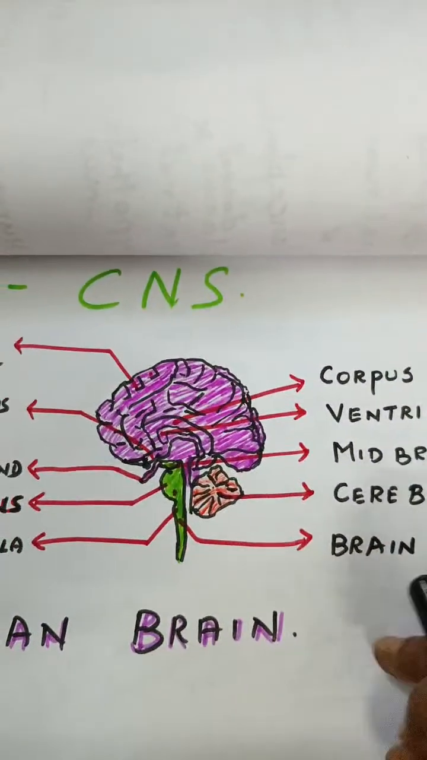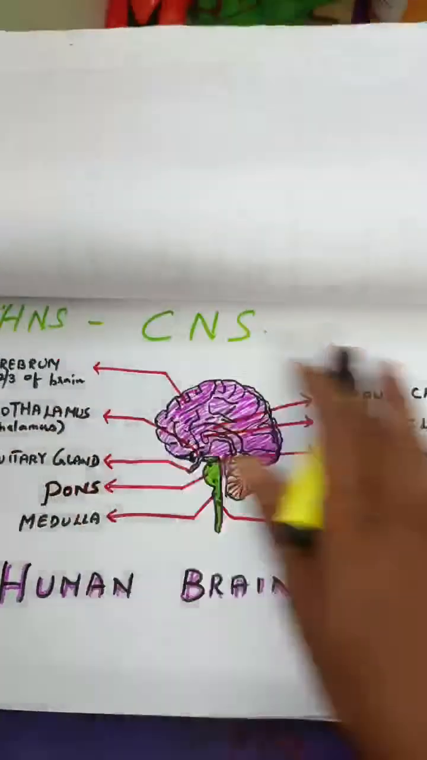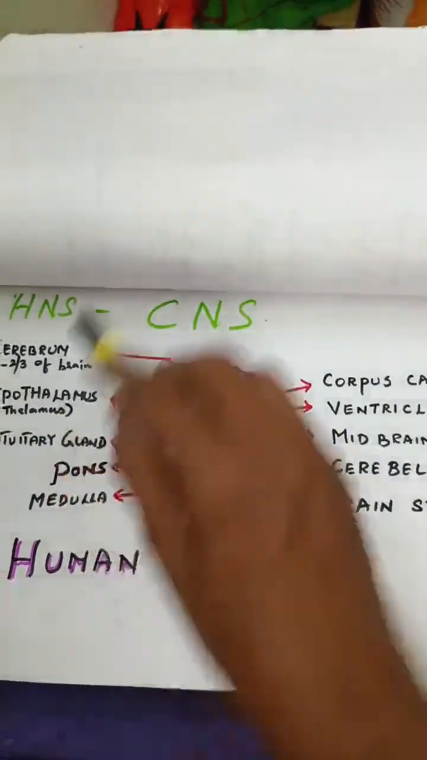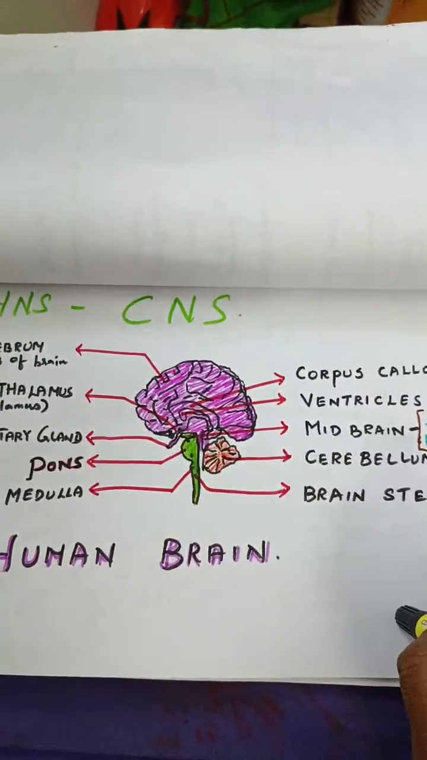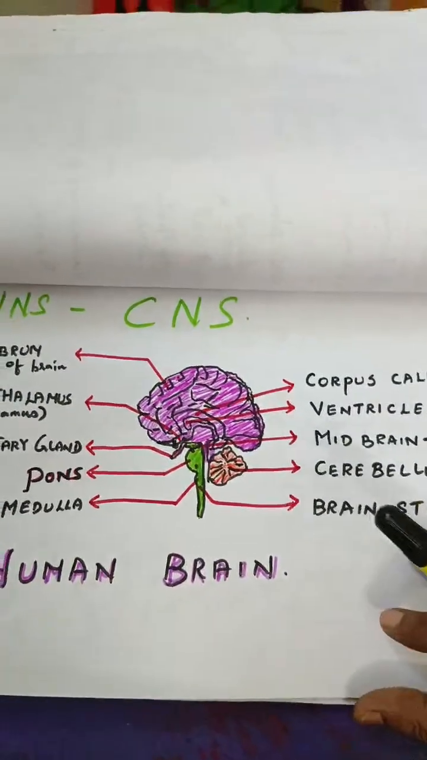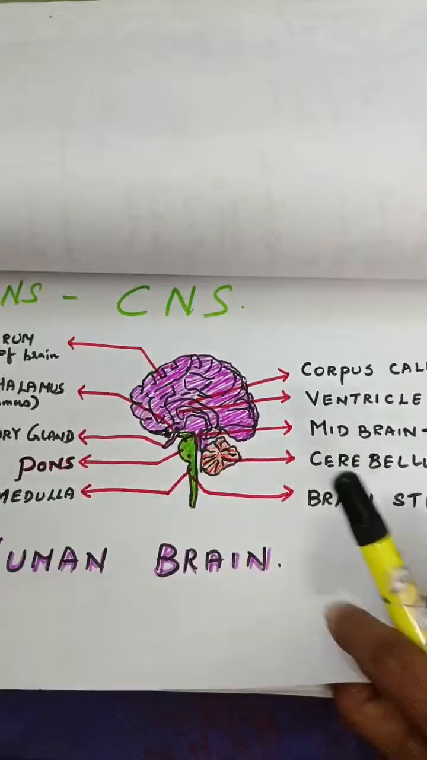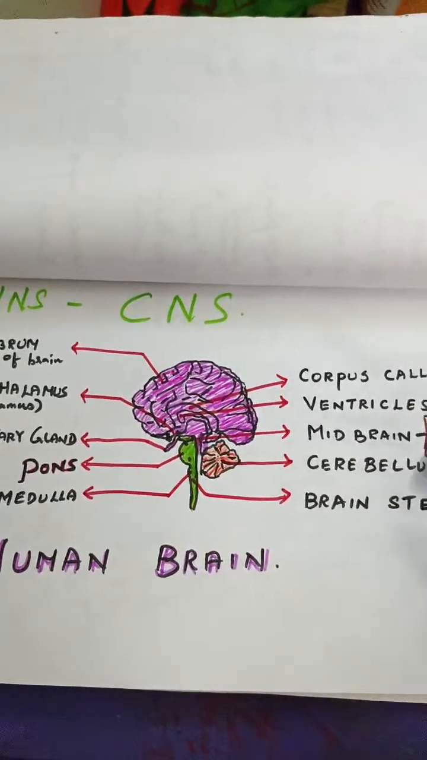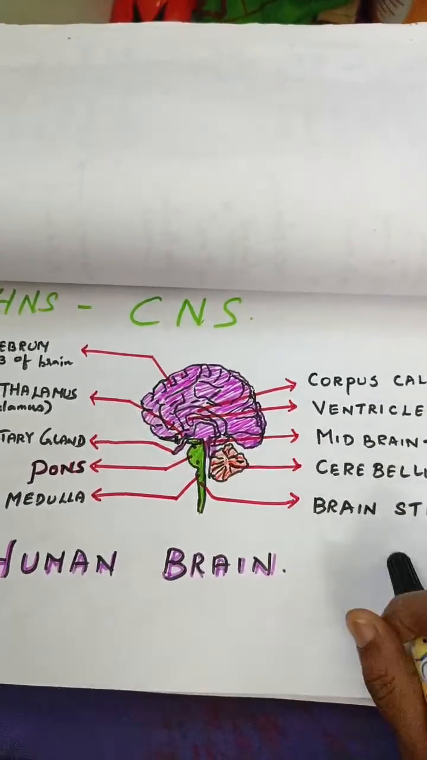Okay, now, this is about the human brain, the outline with the parts we have studied now. And next we are going to concentrate on the human brain step by step.